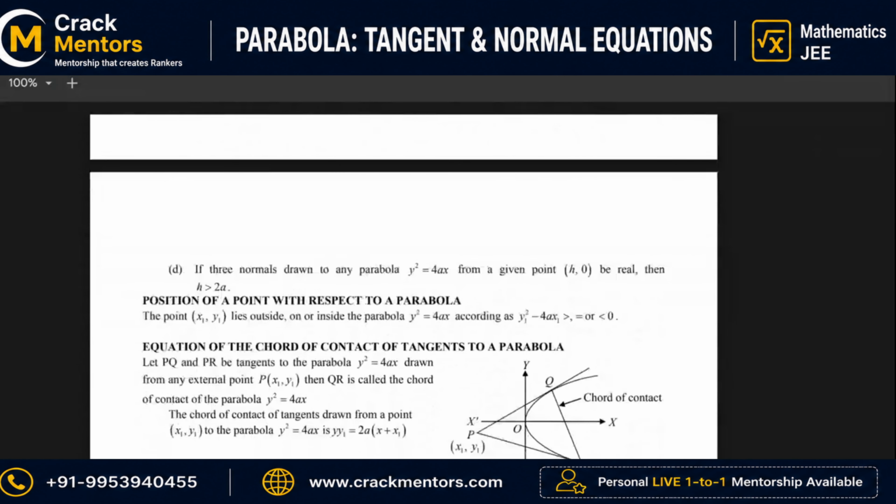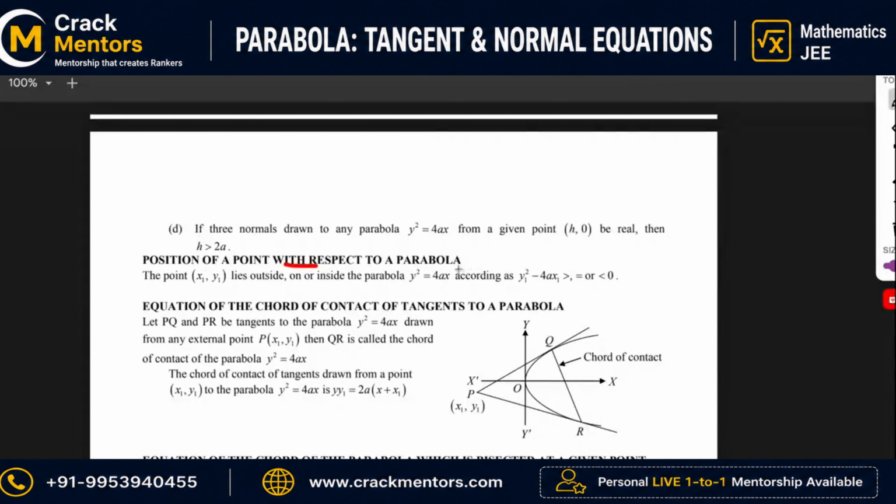Okay. Next is position of a point with respect to a parabola. It's the same as circle, ellipse. Let this point be something. This is the parabola. If after putting the point we get greater than 0, that means it's lying outside. Equals 0, that means on, and less than 0, inside, right?